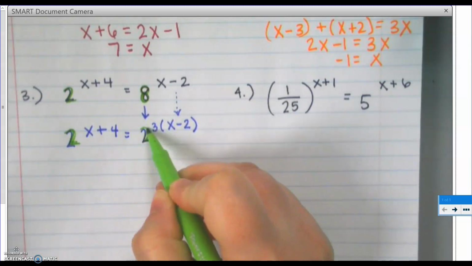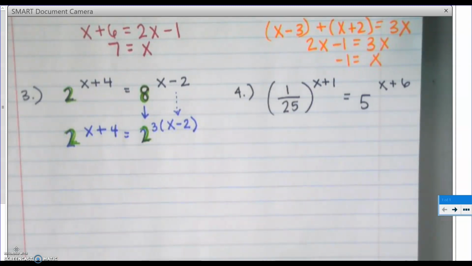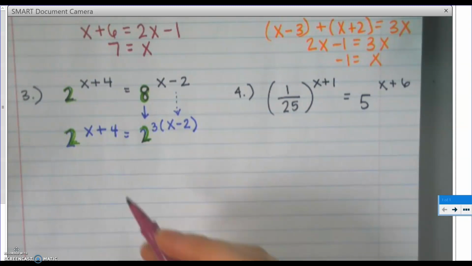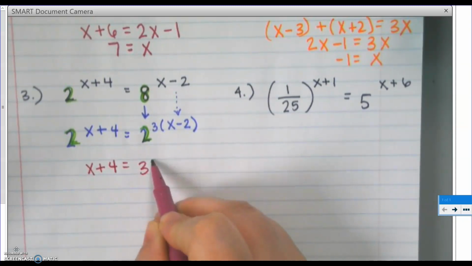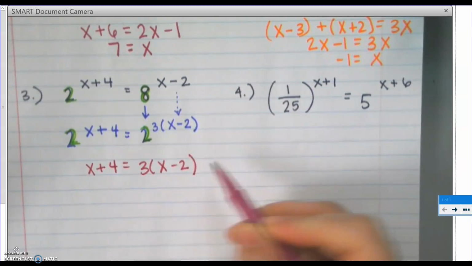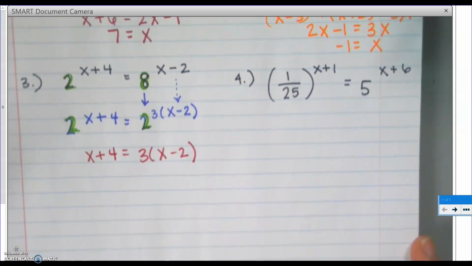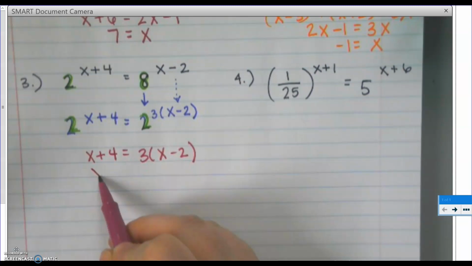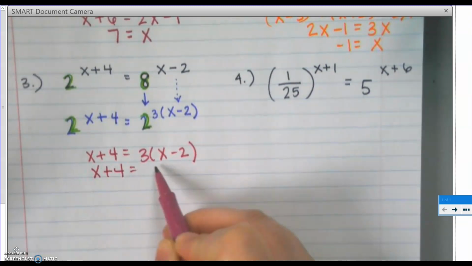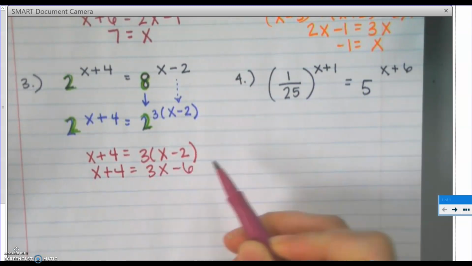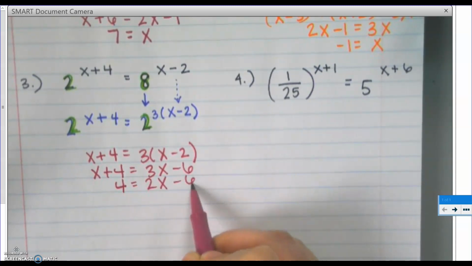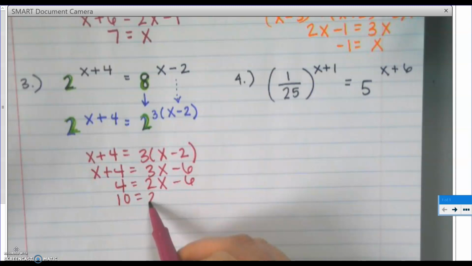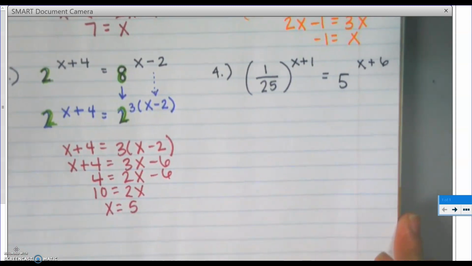So now my bases are the same. Now that my bases are the same, I can set my exponents equal to each other. So I'm going to distribute. I'm going to subtract x. I'm going to add 6, so x is equal to 5.